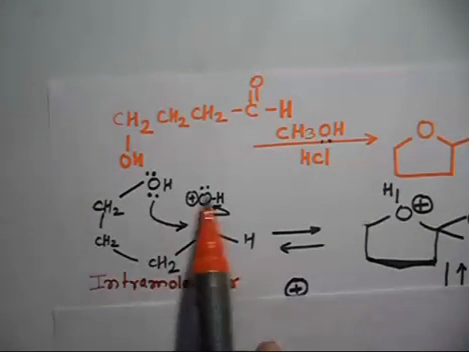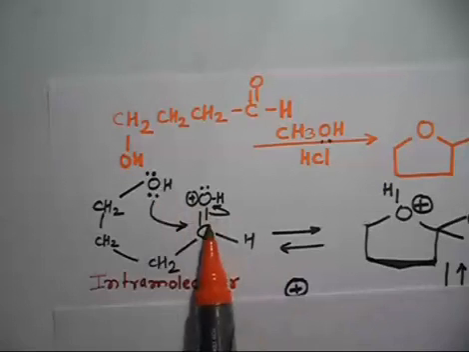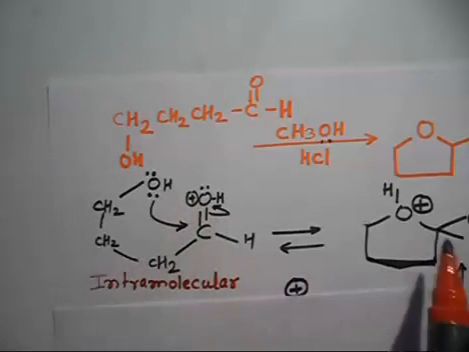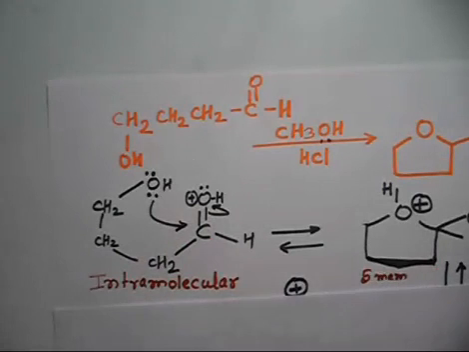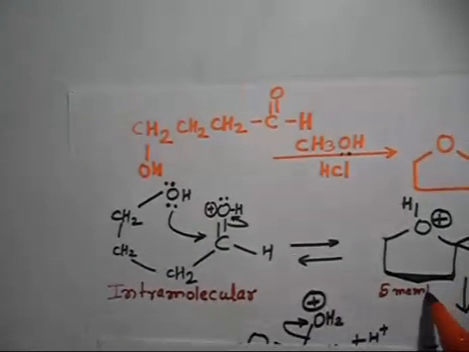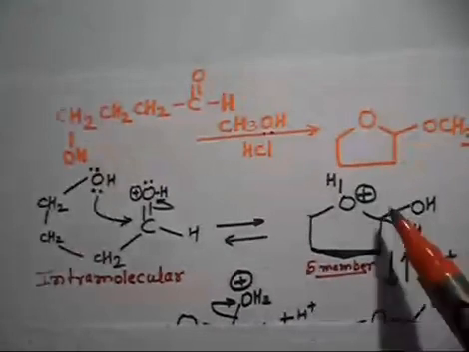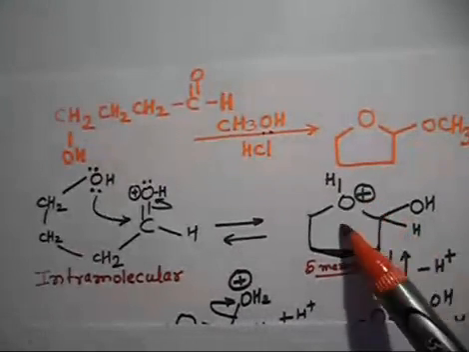Now this attacks here, this opens up, so you will have a 1, 2, 3, 4, 5 membered ring. So this is a 5-membered ring. Now this contains OH plus. So in the next step I can lose H plus.